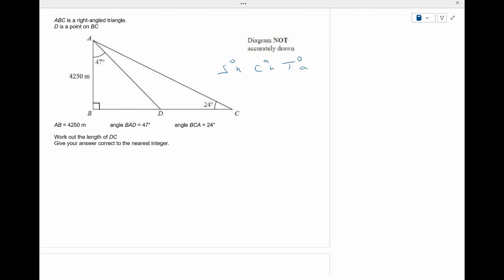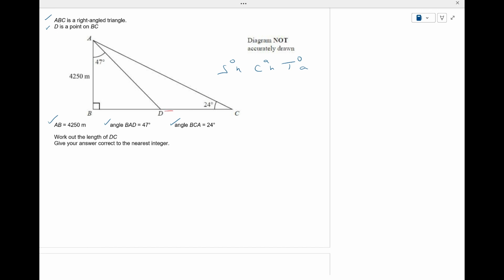Okay, let's have a look. ABC is a right angled triangle. Yes, I can see that. D is a point on BC. Yes, I can see that. AB has a length of 4250. BAD, where's that? Yes, that one's marked, is 47. And BCA, that's also marked at 24. Work out the length of DC.